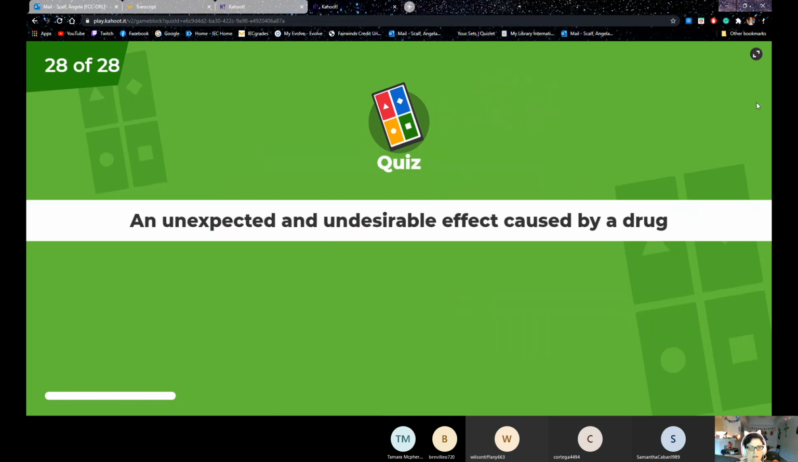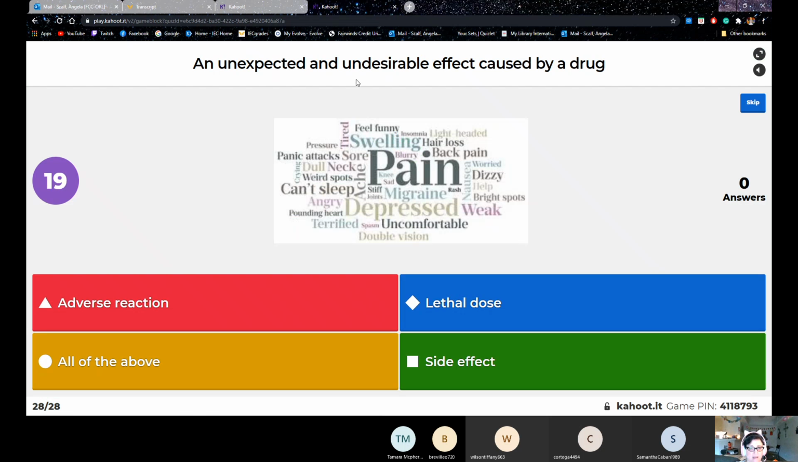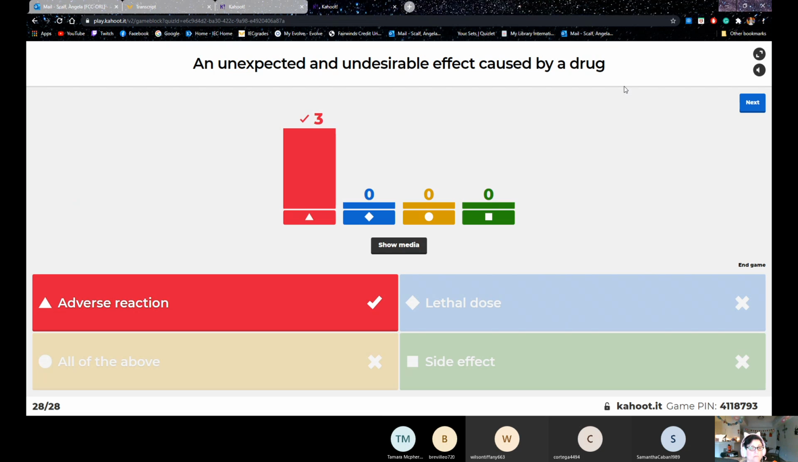Samantha's on fire again. Last one, an unexpected and undesirable effect. They're not expecting it, and it is not wanted. What is that? Very good. Adverse reaction. That means that if you gave that medication, we did not expect it to happen, but it happened, and it caused a very bad effect. Like if you give somebody a medication for the first time, and they turn blue and have trouble breathing, that would definitely be an adverse reaction.